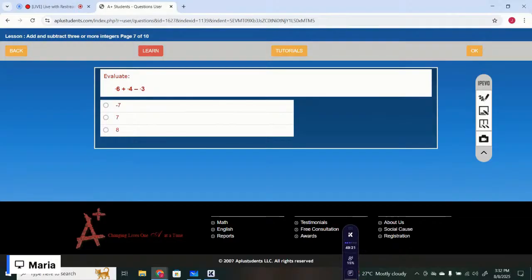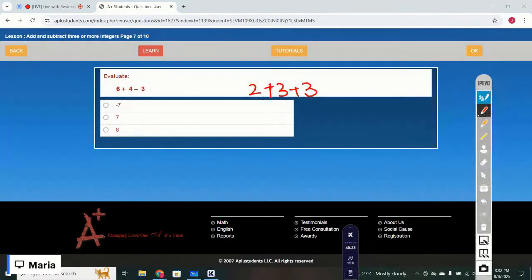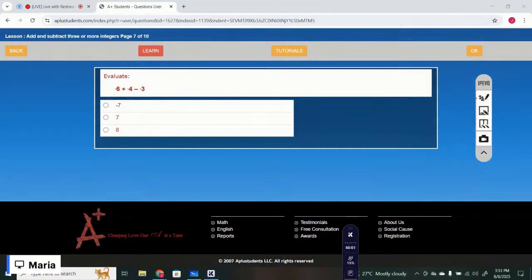-6 plus -4 minus -3. -6, -4 plus 3. -6 minus 4 is -10 and -10 plus 3 is -7. -7, it is. Option number 1 is the correct option.